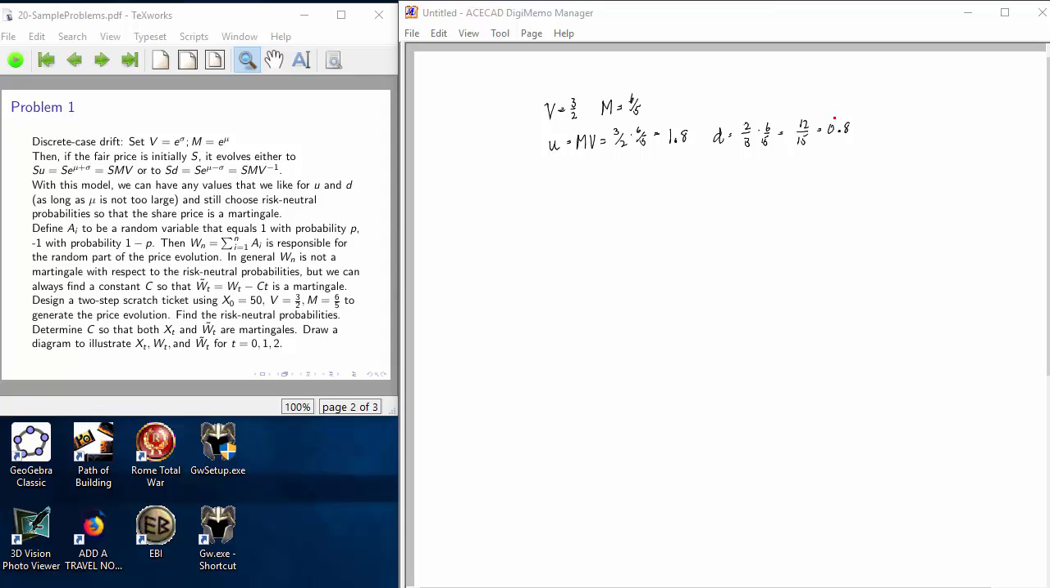Well, you can see that the shares are either going to go up a lot or down a little bit. That must mean there's a small probability for the shares to go up, and you already know the formula for that. The probability of going up is (1 minus d) over (u minus d). That's (1 minus 0.8) divided by (1.8 minus 0.8), or 0.2.